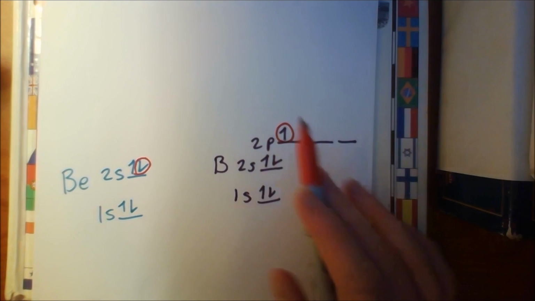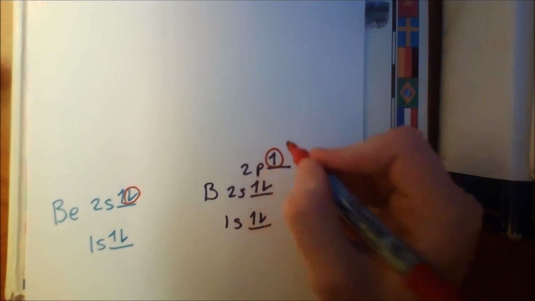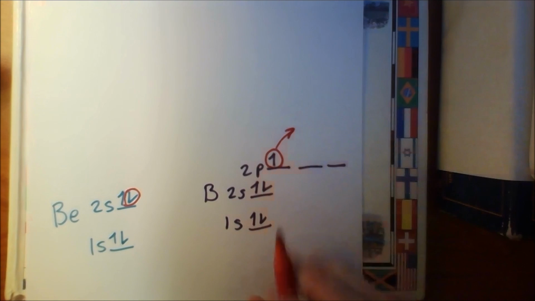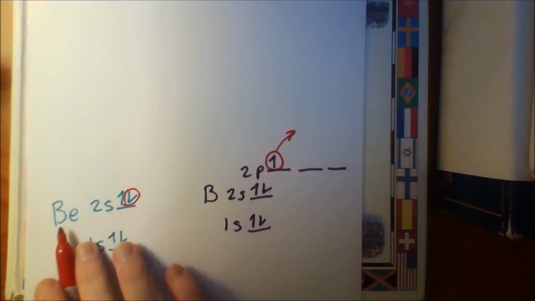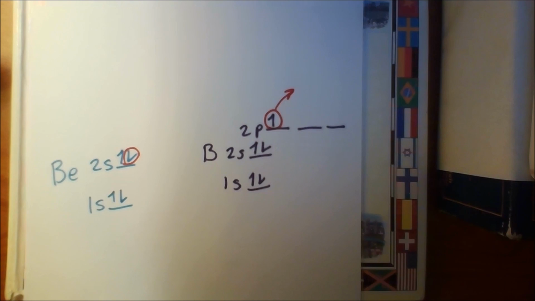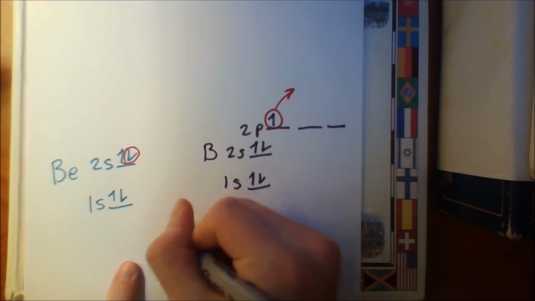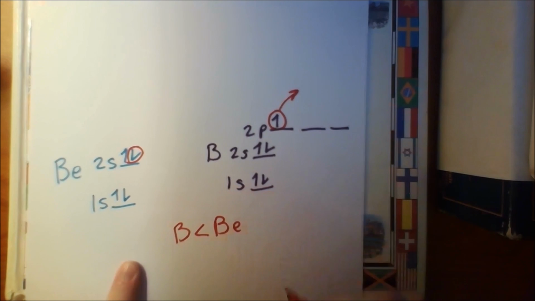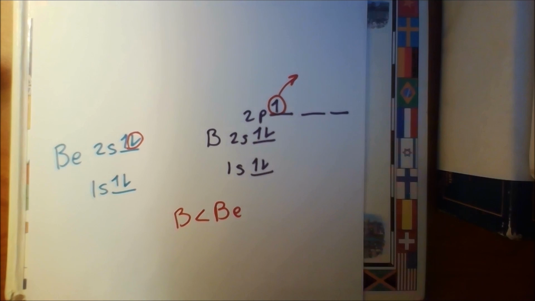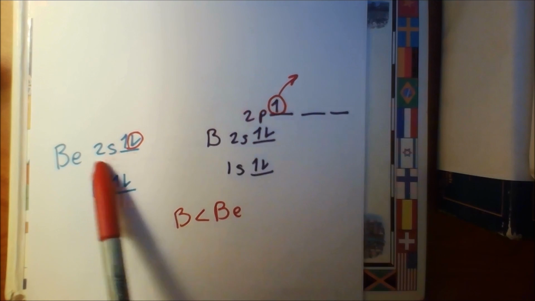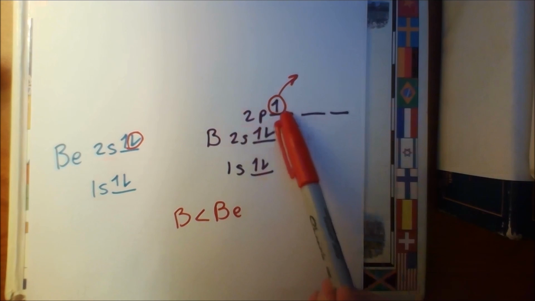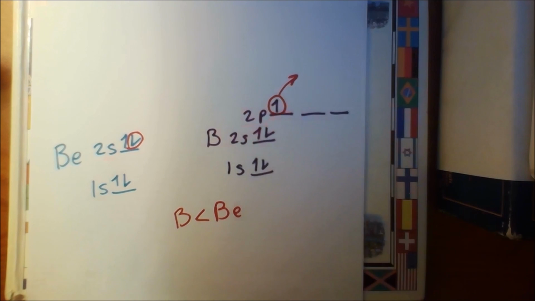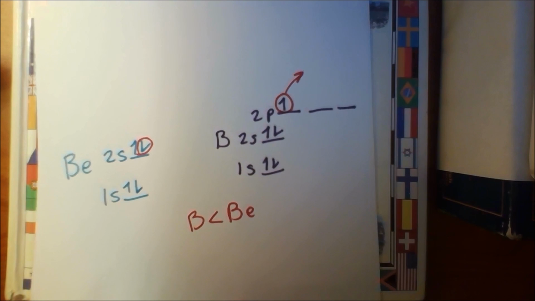So the net result is that this electron in boron is easier to remove than the 2s electron in beryllium. Therefore, the ionization energy of boron is less than that of beryllium. Remember, ionization energy is a measure of how much energy you have to put in to take these electrons away from the atom. So if it's easier to remove this electron from boron, that means we have to put in less energy to take it away. Therefore, boron has a lower ionization energy than beryllium.